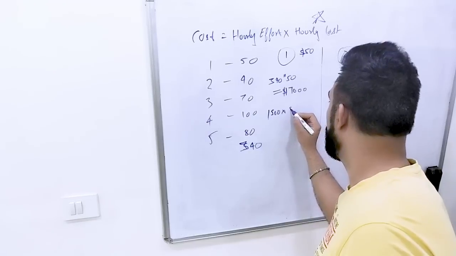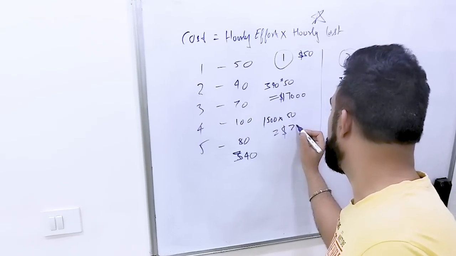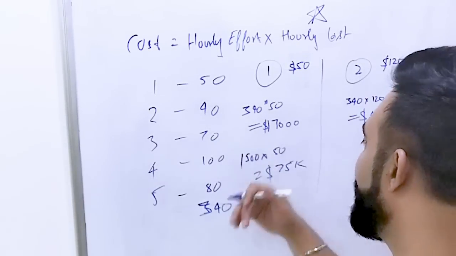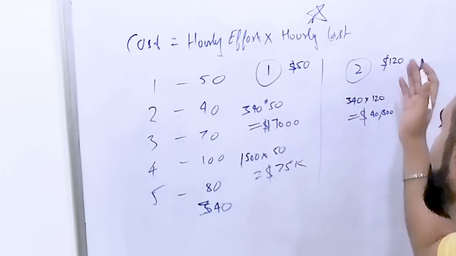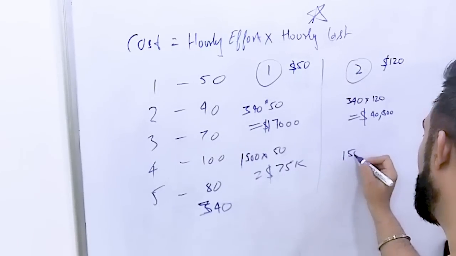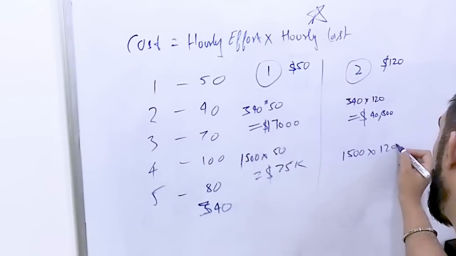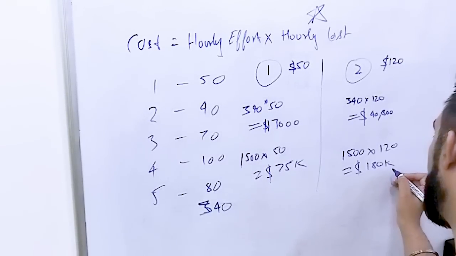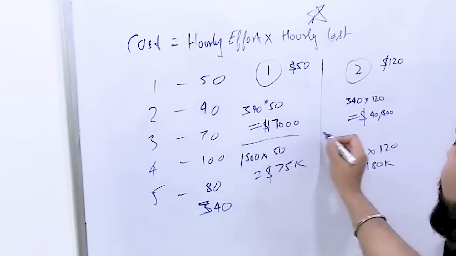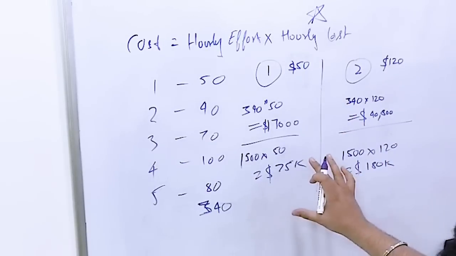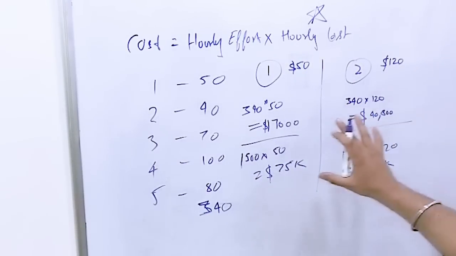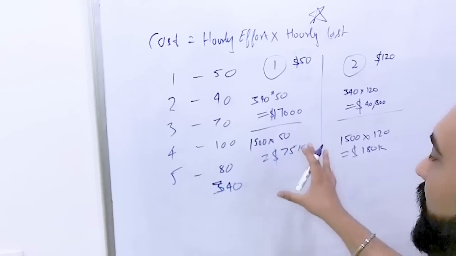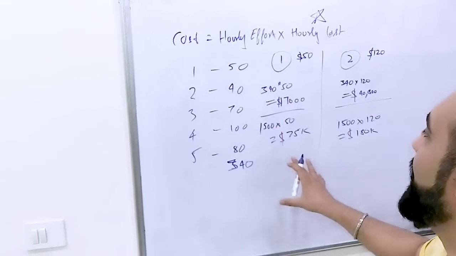So 1,500 with 50, that's 75K. Wow, that's really bad writing, but anyways, it gets the message across, right? So if we look at it for the second company, 1,500 into 120, that's going to be 180K, right? So that's the difference for 2 kinds of apps, 2 kinds of companies. These are the numbers that you come up with. So with a complex app, it's going to cost you 75,000 with company 1.